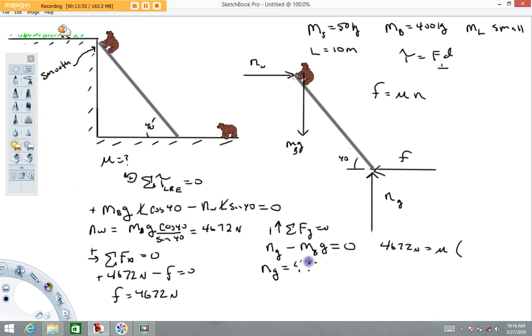Back up here and get rid of this. I get 3920 newtons for the normal at the ground. So when we solve this for the coefficient of friction, we're going to have 4,672 divided by 3920. And I get 1.19 out of that, or let's just say approximately 1.2.